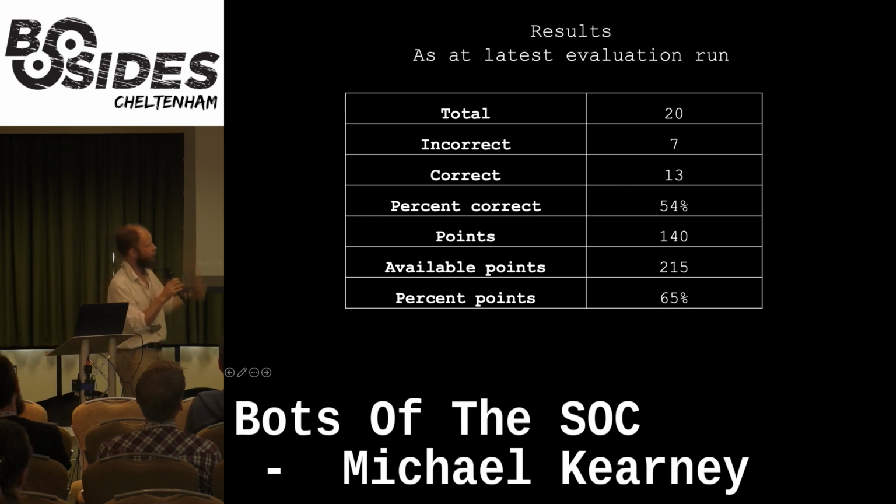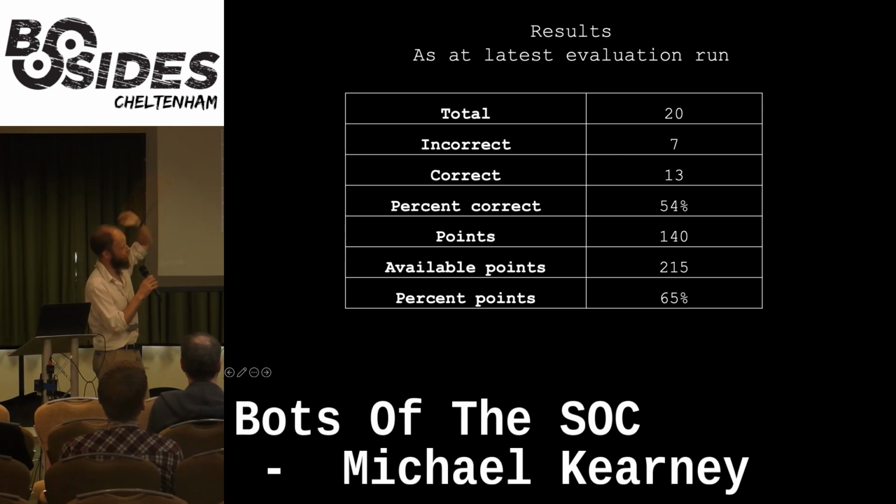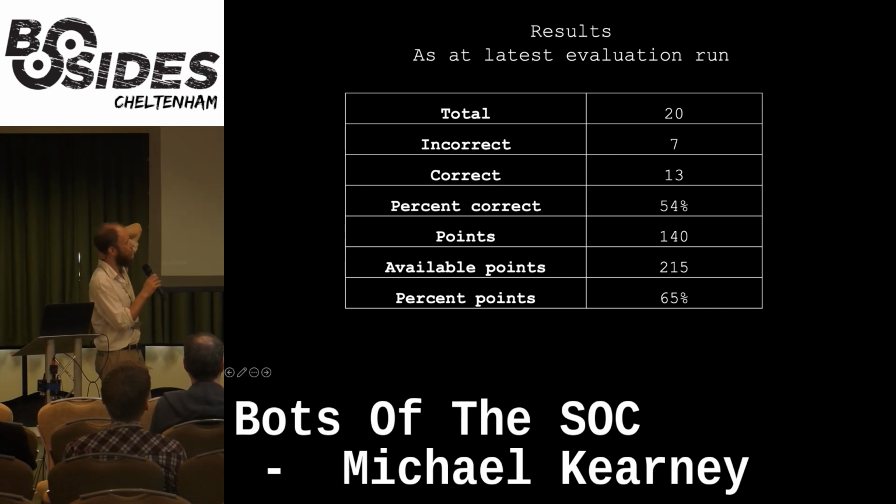So I wanted to do more runs, but it gets quite expensive to do a run. So I've been tweaking it. My last run I did earlier this week with GPT-4o and the Gemini update. I ran 20 questions through the Boss of the SOC version 2. It got 7 of them incorrect and 13 of them correct, so it got 65% of the answers correct.